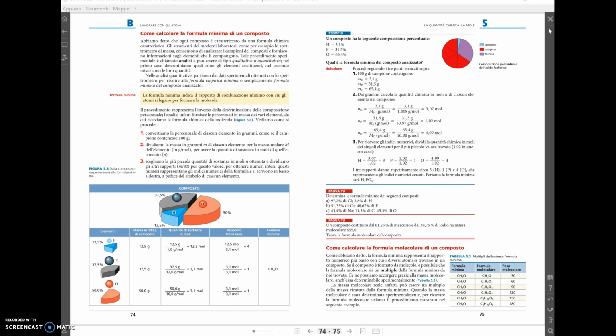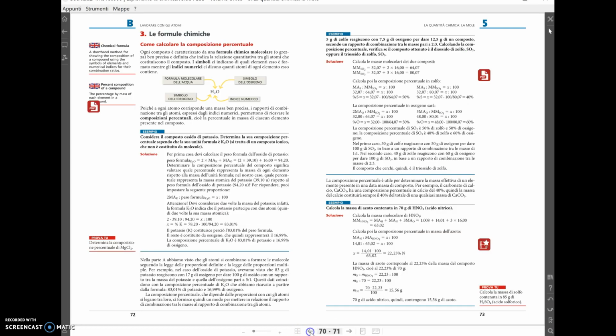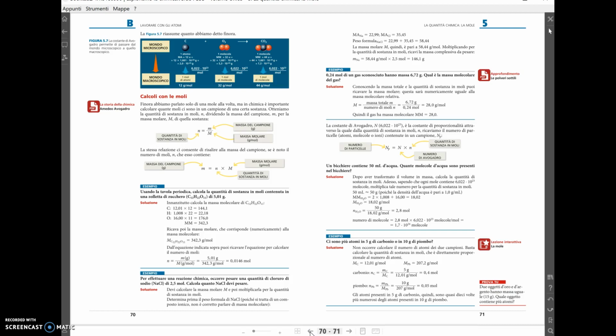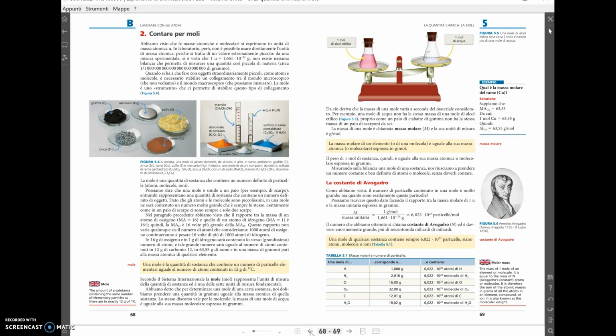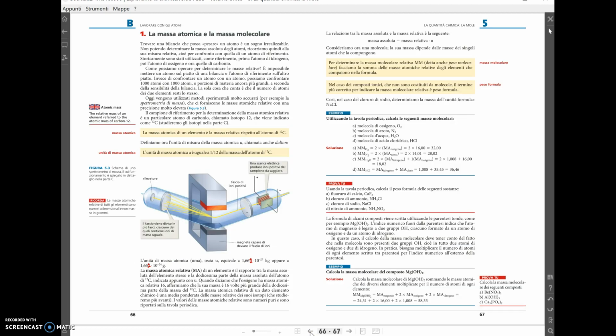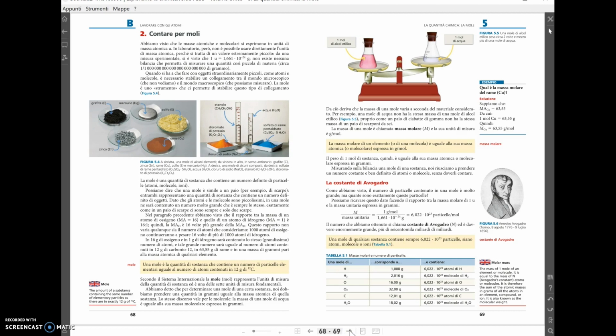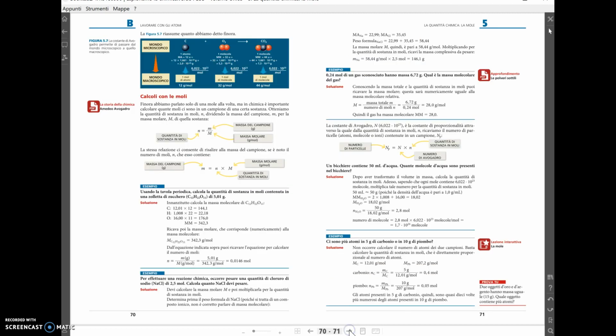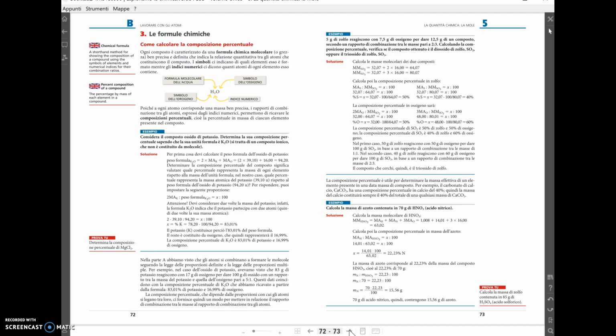The relative molecular mass is equal to the sum of the atomic masses of the elements that make up the molecule. Both the atomic mass and the molecular mass are expressed with the atomic mass unit, or Dalton, u. u is equal to 1/12 the mass of an atom of carbon-12, that is, 1.661 times 10 to the power of minus 27 kilograms.